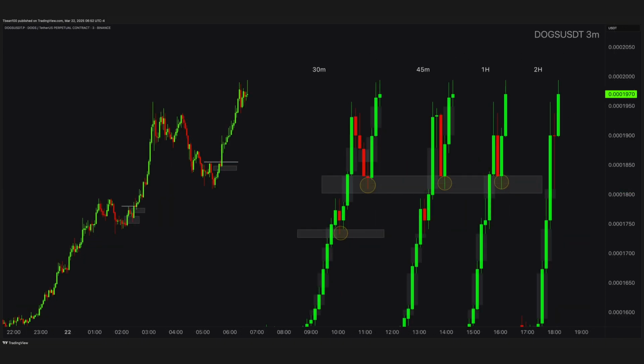Another interesting example here, Dogecoin. I really wonder where they find these coin names. I'm really curious about it.